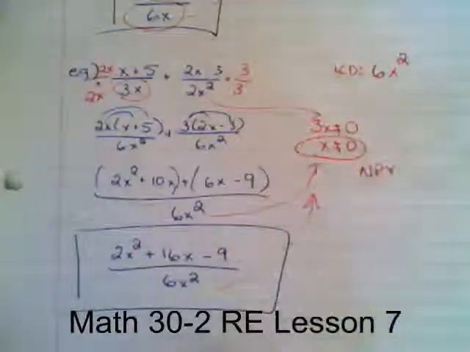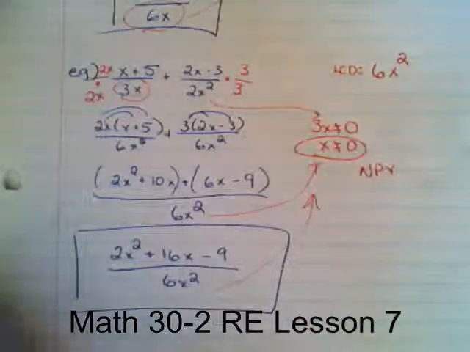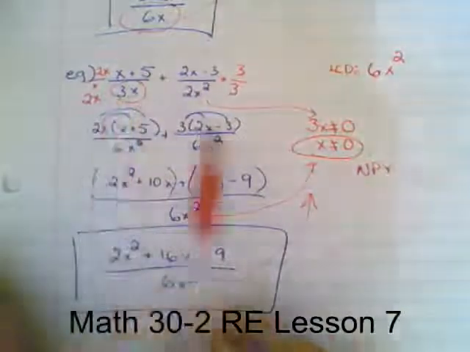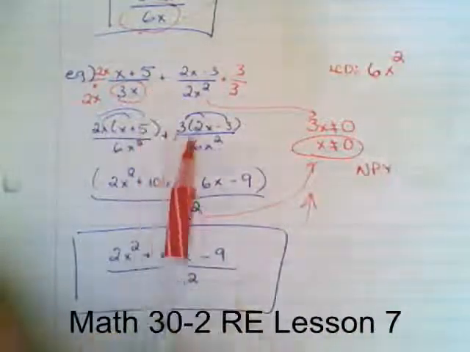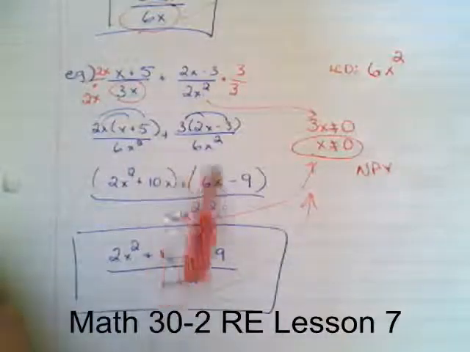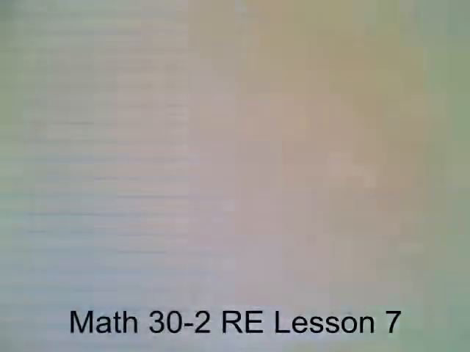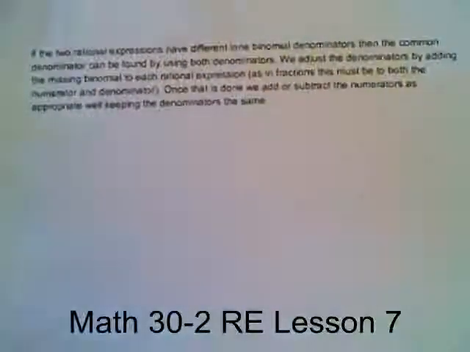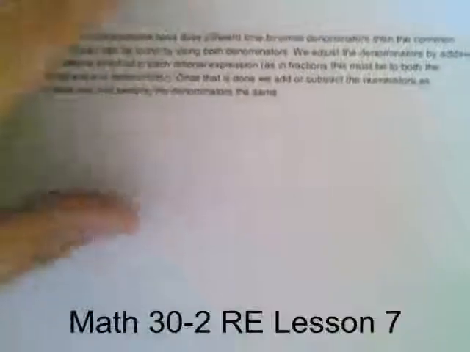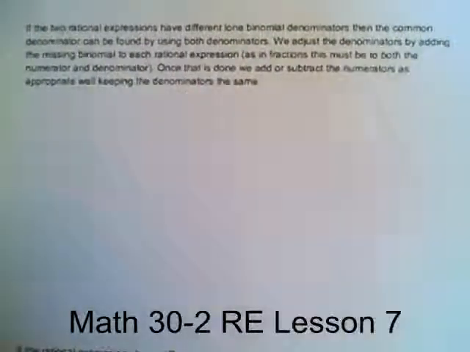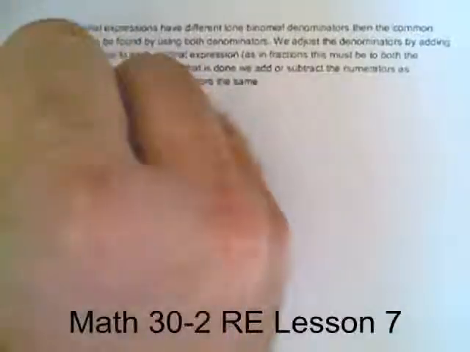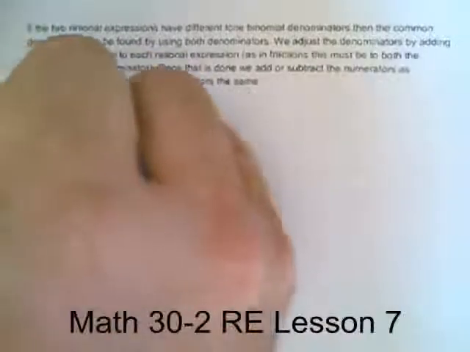Before I do that, I'm going to multiply this 2x in, it distributes through. Multiply that 3 in, it distributes through. I'm going to end up with 2x squared plus 2 times 5 is 10x plus, and in this one I'm going to end up with 6x minus 9. That's going to be my two numerators, and I'm going to add them together, and it's all over the common denominator of 6x squared. So then I clean that up by collecting like terms.